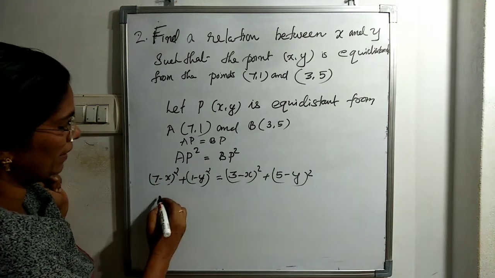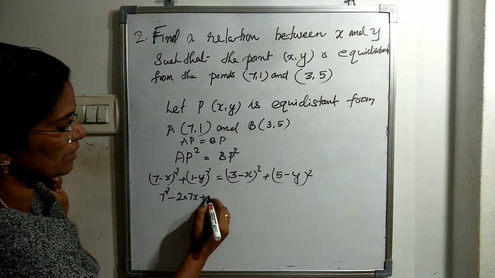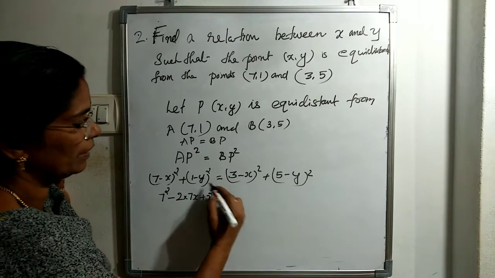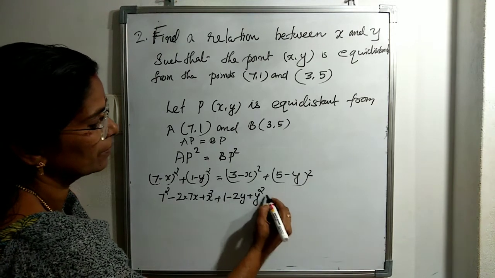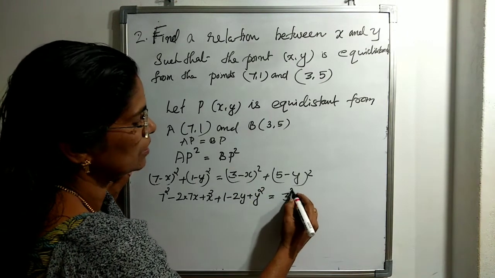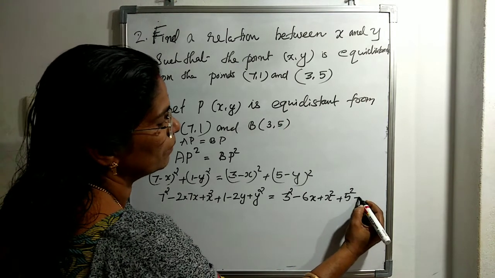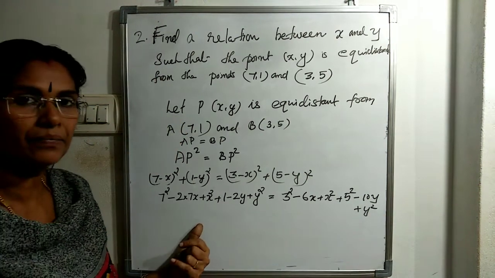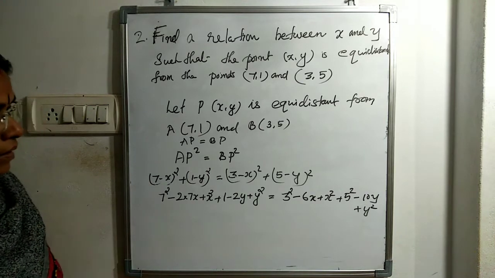This is in the form (a minus b) whole square. So apply the identity: 7 square minus 2 into 7 into x plus x square. Identity a square minus 2ab plus b square. And here also the same identity we are applying: 1 minus 2y plus y square. That is equal to, here, all these are the same identity we are applying: 3 square minus 6x plus x square plus 5 square minus 10y plus y square. Clear this step? All these 4 terms we are applying (a minus b) whole square.